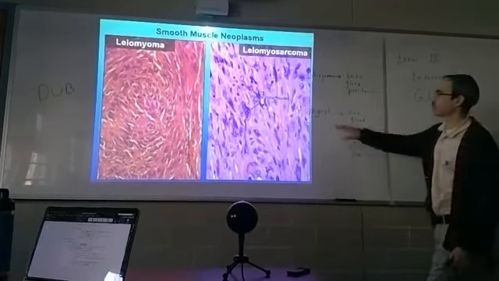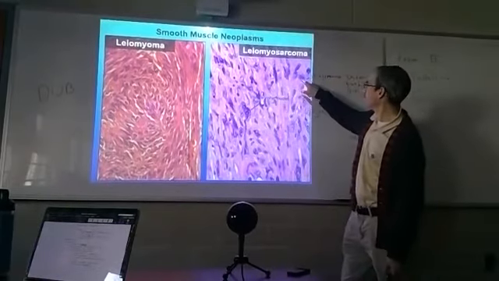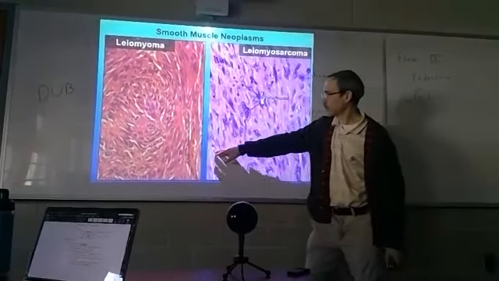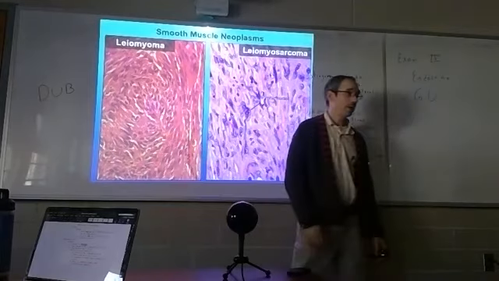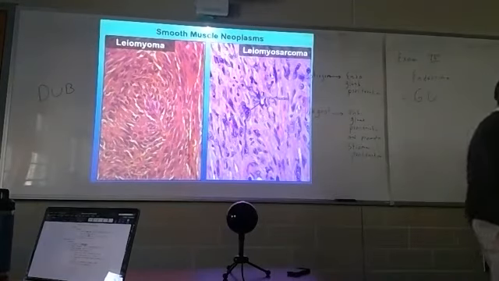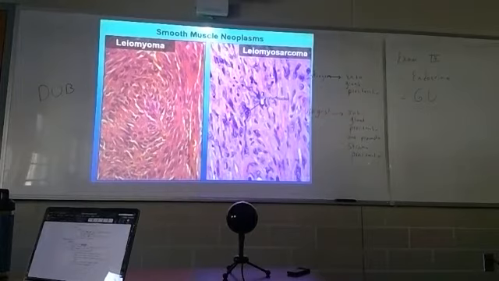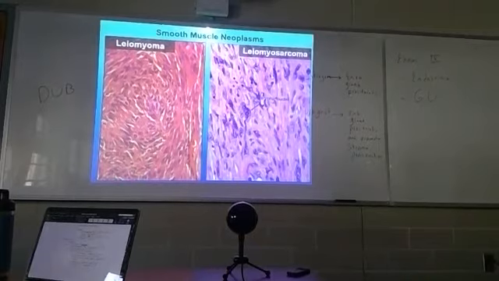Pleomorphic nuclei just means they're very different. See how the nuclei are very different? See how the nuclei are very uniform? To be well differentiated, they have to be uniform. They have to resemble normal cells. Okay. Anything else?